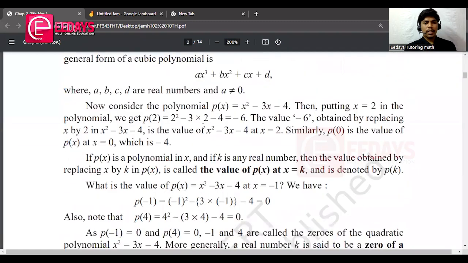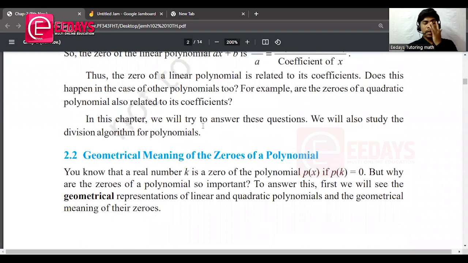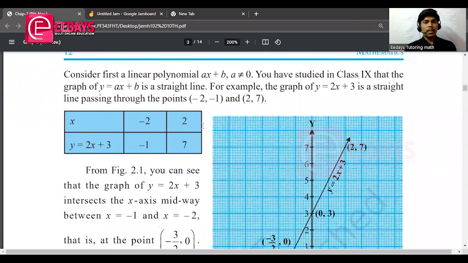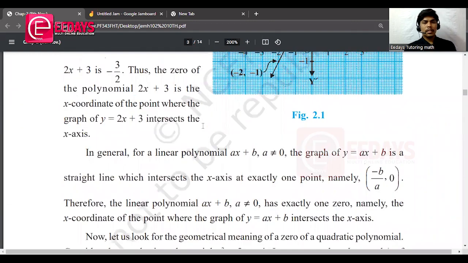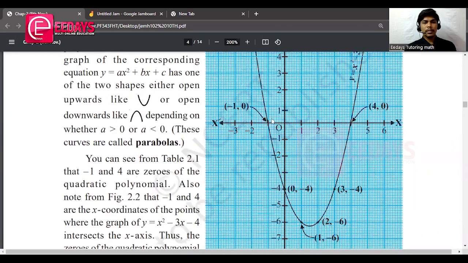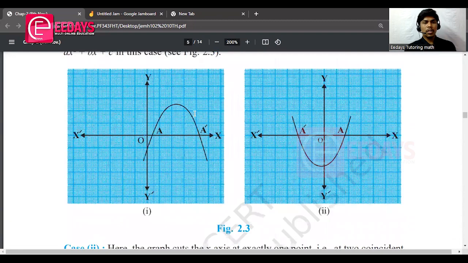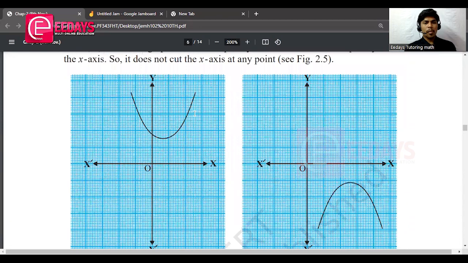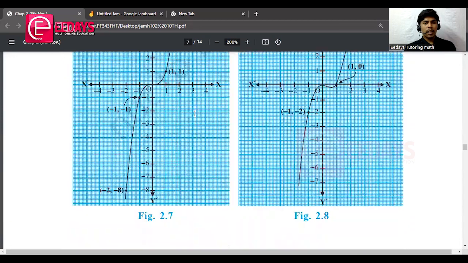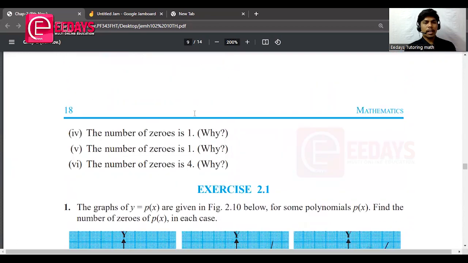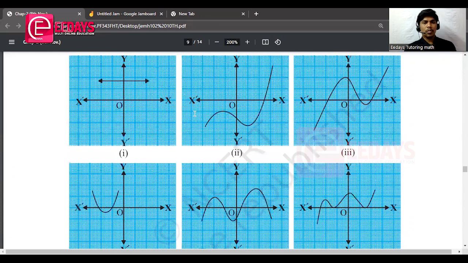This is the first exercise, the geometrical meaning of zeros of a polynomial. Where the graph of p of x meets the x-axis, at x equal to -1, 0 and 4, 0, you can say there are two zeros. Whenever the graph cuts the x-axis, you take that x value as the zero. Depending on the graph, this is what we have learned, and we solved exercise 2.1.